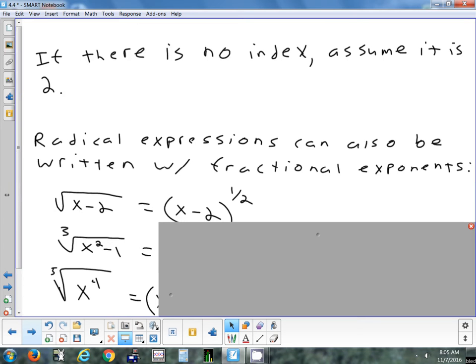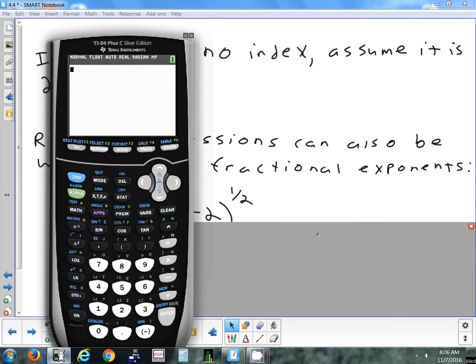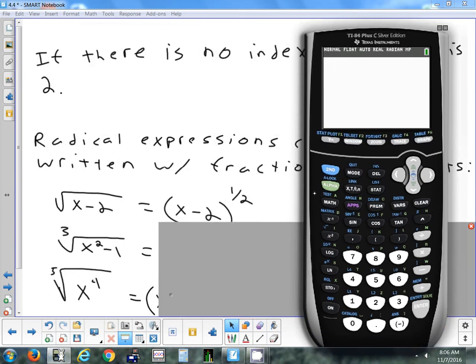And why you might want to write something with an exponent rather than the root symbol is because it allows us to simplify certain expressions. I'll show you an example. I'll take the square root of 9, and then I'll raise 9 to the 1/2 power, and you'll see it comes out the same. The square root of 9 gives me 3, and 9 to the 0.5, or 1/2, same thing, and you get 3.